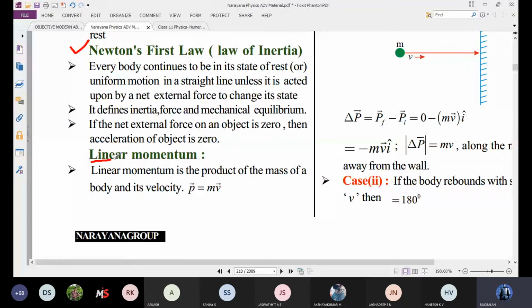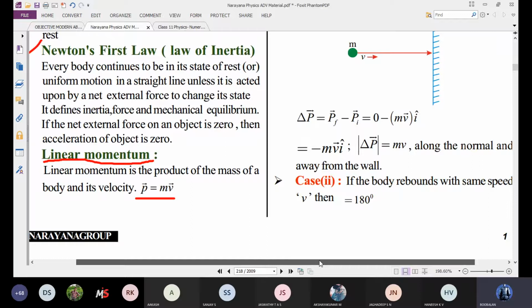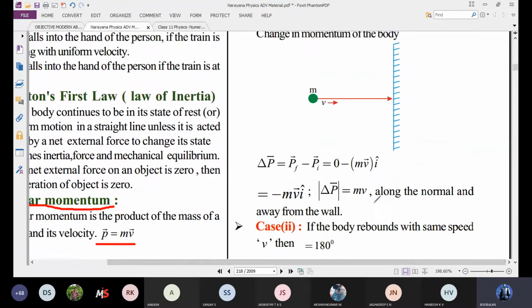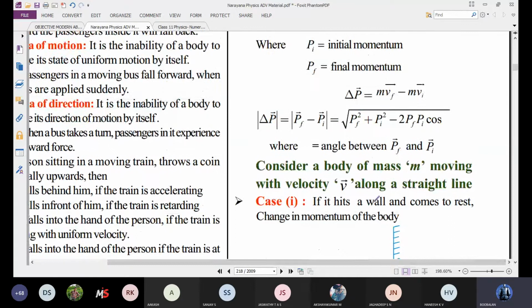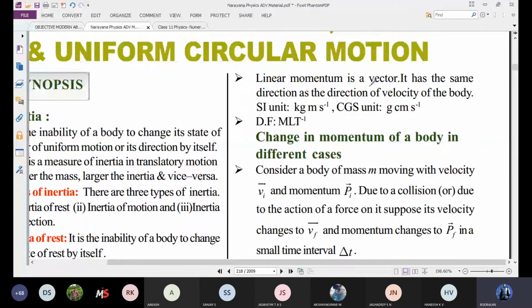So next one, linear momentum. The product of mass of a body and its velocity. Product of mass and velocity. P is equal to mv. Next, it is a vector quantity. SI unit kg meter per second. Dimension formula M L T power minus 1. CGS unit gram centimeter second inverse.